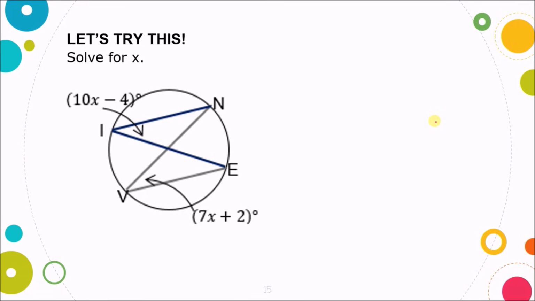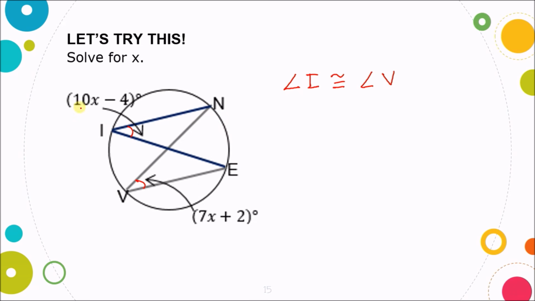Okay, ito yung example na sinasabi ko. From this given figure, we will be solving for the value of x. We could say that the given inscribed angle here and this inscribed angle, they belong to the same intercepted arc. Meaning, yung angle I natin ay congruent lang siya sa angle V natin. They are inscribed angles na they belong to the same intercepted arc.